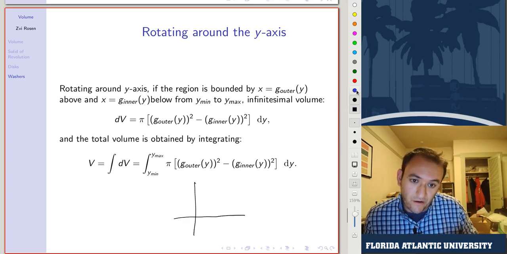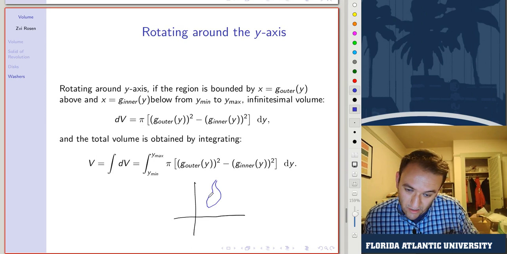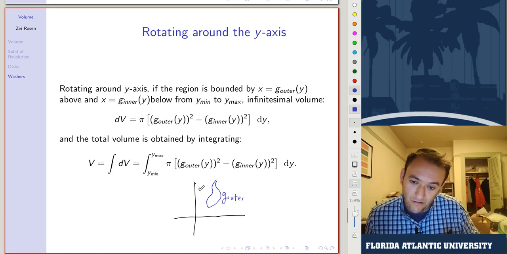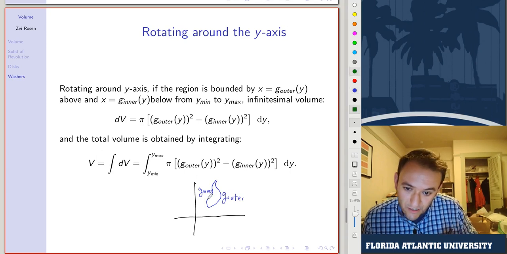So here's our axes, and let's say we have g outer and g inner. Okay, g outer is always further away from the axis of rotation, and g inner here. Then when we do this rotation, our cross-sectional area looks like this. Again, nice washer.